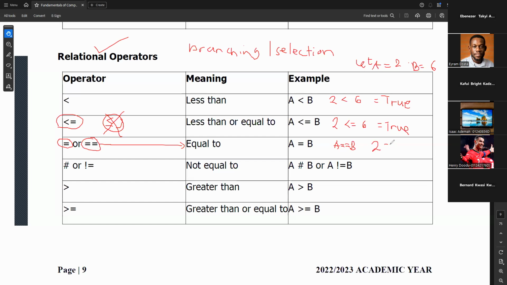So is 2 equal to 6? And what would that give us? False.